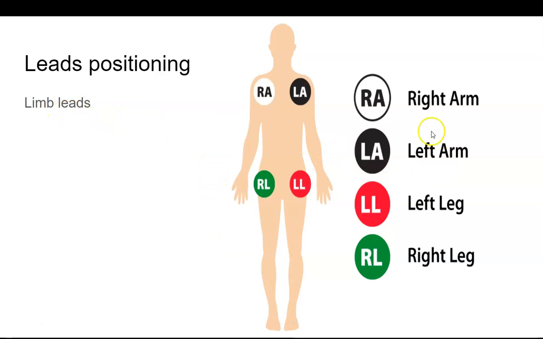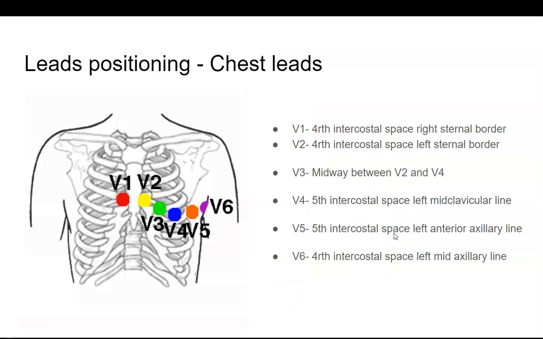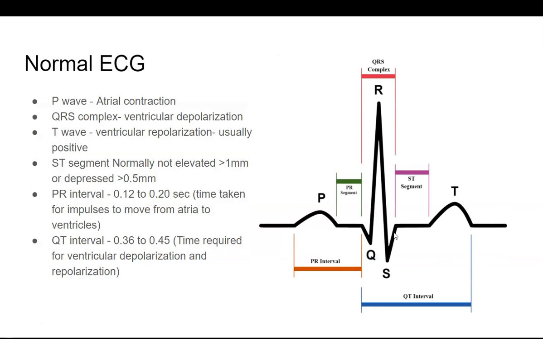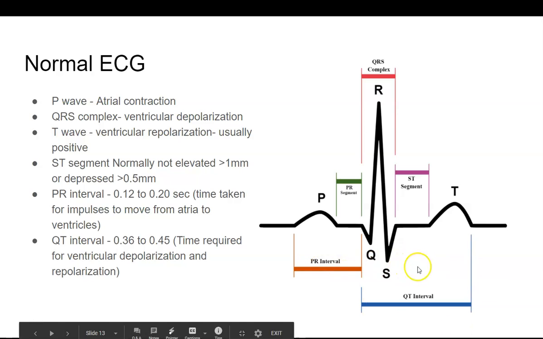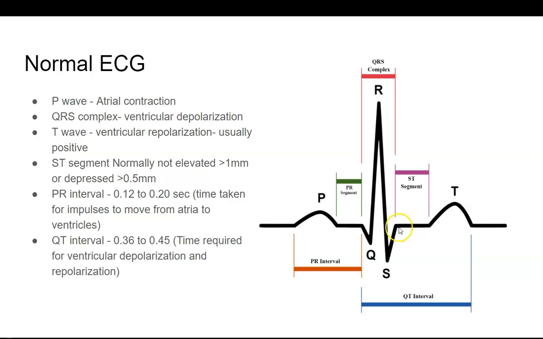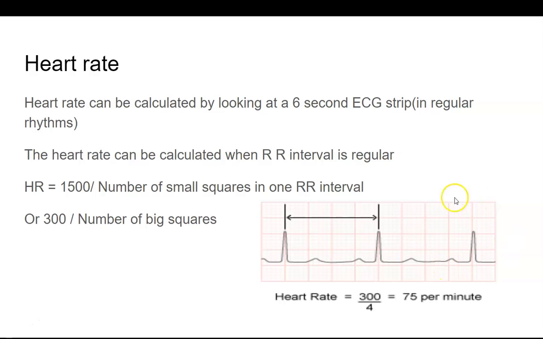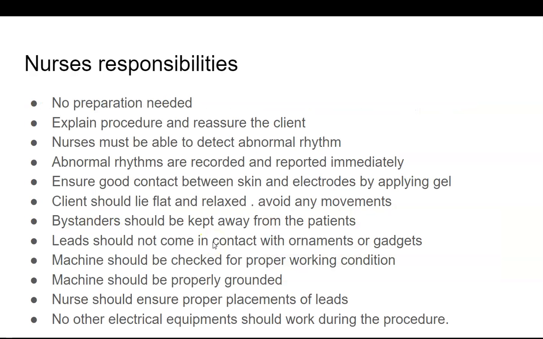What are the limb leads? What is the color code and how will you position them? It's given in this picture, along with the positioning of the chest leads. And what is a normal ECG? What are all the intervals, the PR and QT intervals, the time taken? The ST segment is usually a straight line, but it will be elevated or depressed in case of myocardial infarction. The T wave is usually positively deflected. And how to calculate the heart rate? 1500 divided by the number of small squares, or 300 divided by the number of big squares.